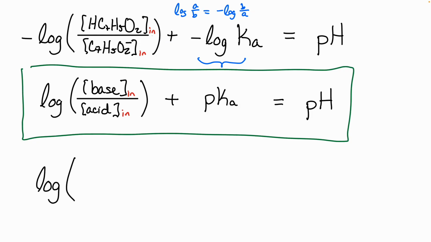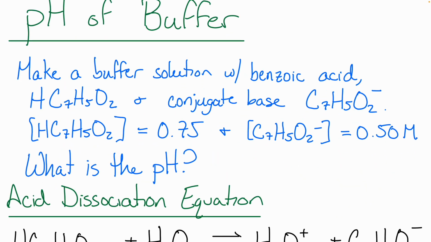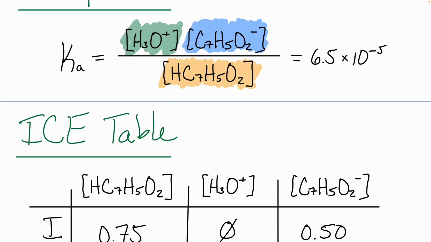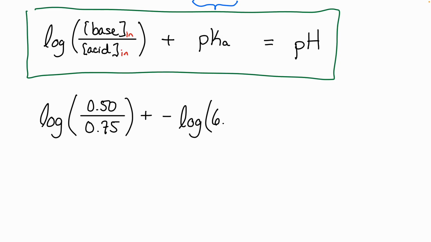All right, so importantly, which one of these was my base? The 0.75 or the 0.5 molar? This one's my acid. This one's my conjugate base, right? After that acid has donated that proton. So in my equation here, I'm going to do the log of 0.50 divided by my initial acid concentration of 0.5 plus the pKa. What's the pKa again? pKa is the negative log of that Ka value, so the negative log of 6.5 times 10 to the negative 5.